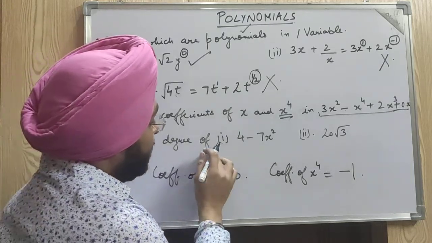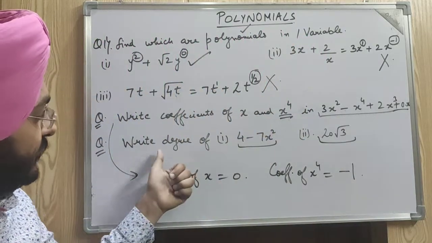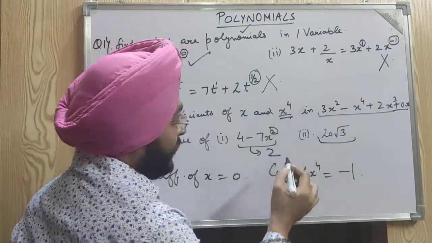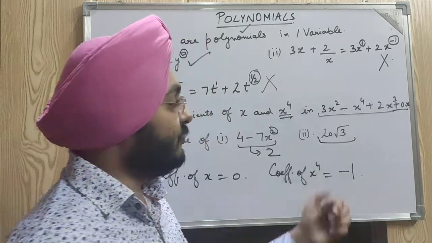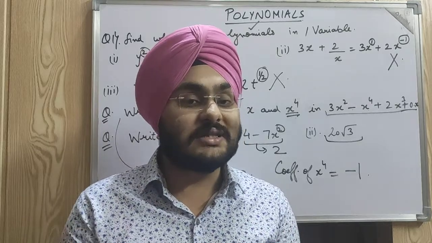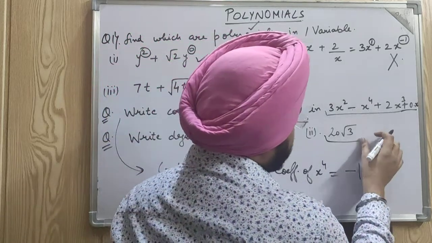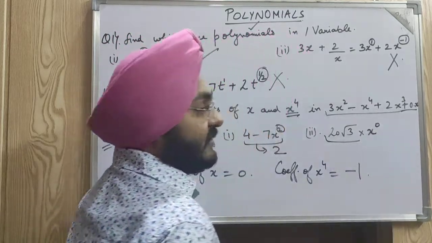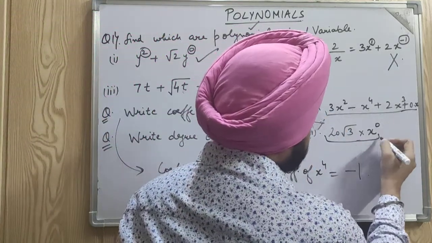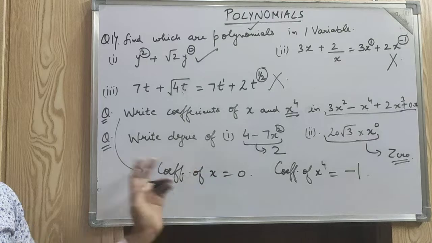Coming to the next, write the degree of 4 minus 7x square and 20 root 3. Okay, so what's the degree? Degree means the highest power. So here the highest power is 2. So its degree is 2. Now coming to this 20 root 3. In the previous video we discussed what's the degree of a non-zero constant polynomial. Its degree is 0. Why? Can I write this 20 root 3 in this way, 20 root 3 into x raised to power 0? So the maximum power of exponent is 0. So I'll say its degree is 0. In this way you can solve these types of questions.